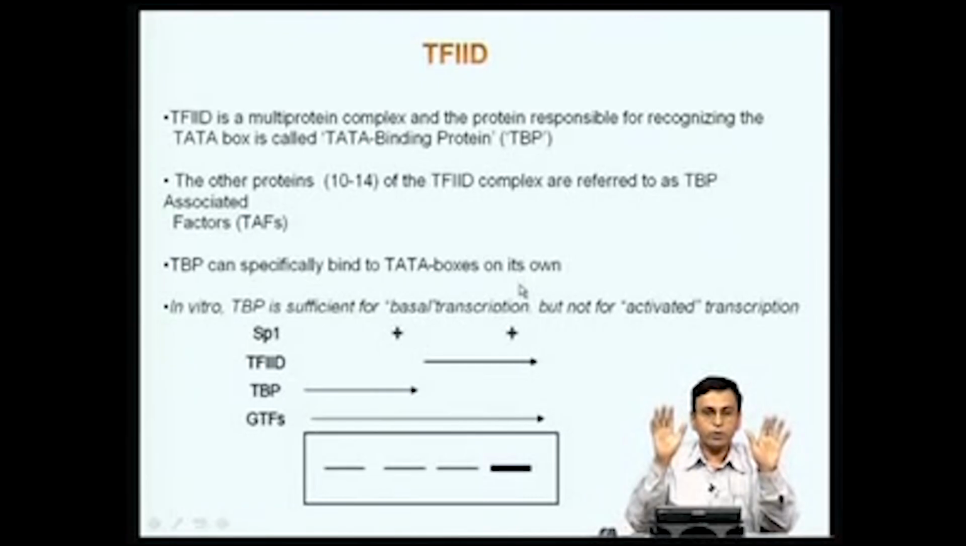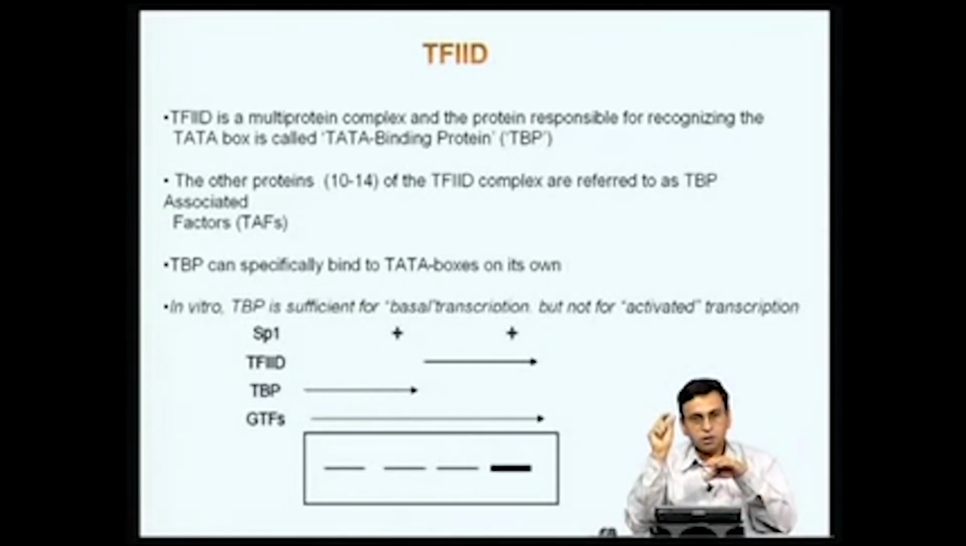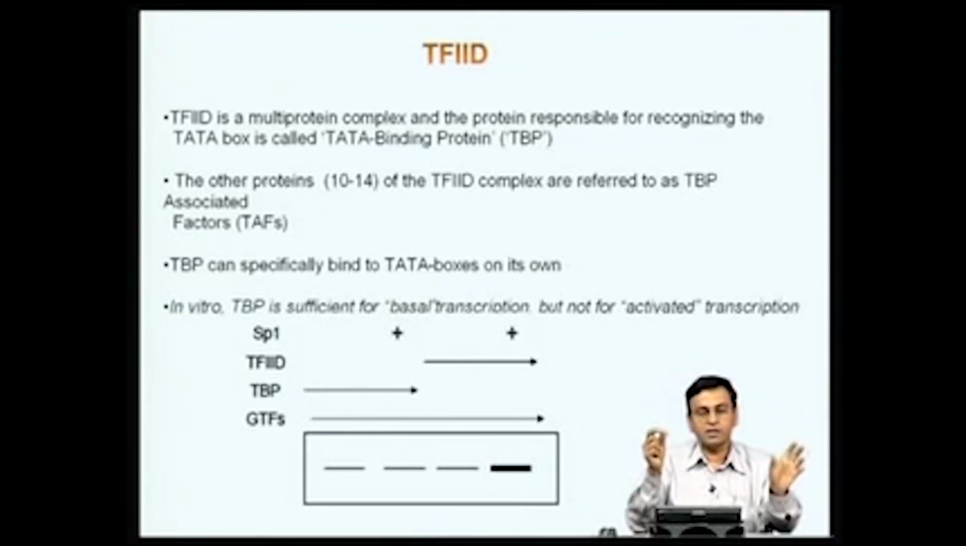So, although TFIID consists of TBP and many other TBP associated factors, if you just clone the gene coding for TATA binding protein, express the recombinant TATA binding protein, and take a TATA box sequence, the recombinant protein can actually bind to the TATA box very well. And then you ask the question, why do you require TFIID?